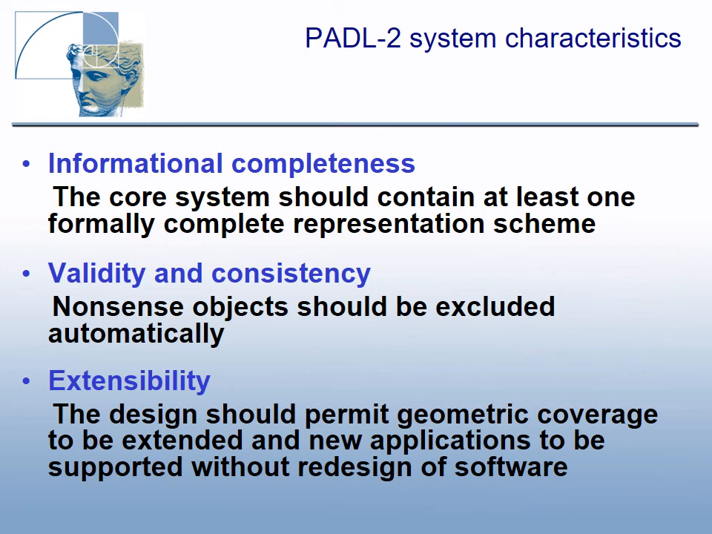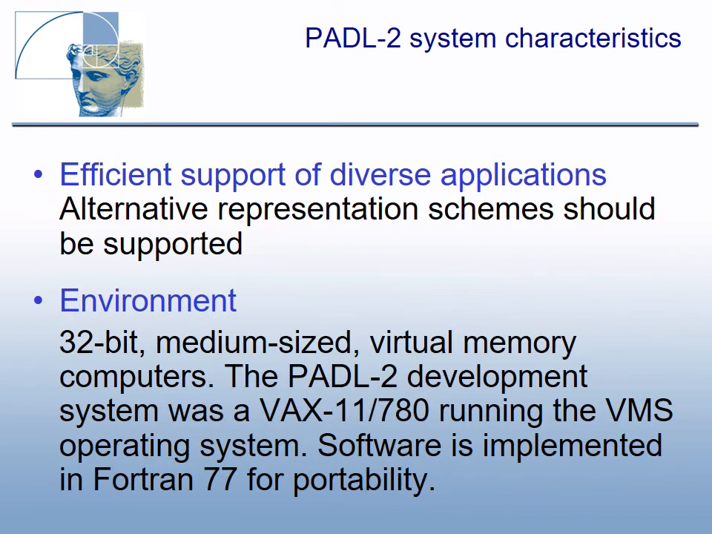Informational completeness. The core system should contain at least one formally complete, unambiguous representation scheme. It is CSG in PADL2. Validity and consistency. Nonsense objects should be excluded automatically. Extensibility. The design should permit geometric coverage to be extended and new applications to be supported without redesign of software. Efficient support of diverse applications. Alternative representation schemes should be supported. It is the boundary representation in PADL2.